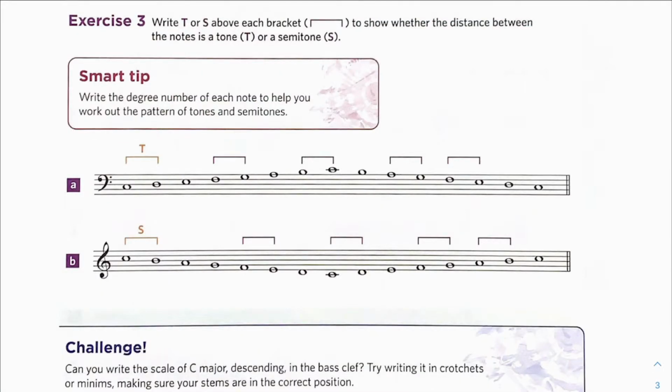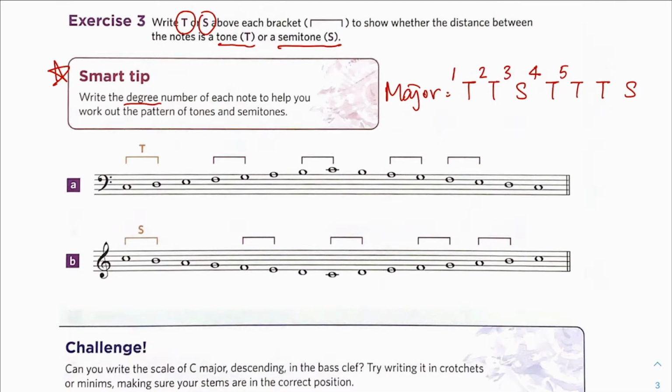Exercise 3, write T or S above each bracket to show whether the distance between the notes is a tone or a semitone. Smart tip, write the degree number of each note to help you work out the pattern of tones and semitones. So what we can do is to first write out the formula of a major scale, and it will be a T, T, S, T, T, T, S, where this is degree 1, 2, 3, 4, 5, 6, 7, and 8.